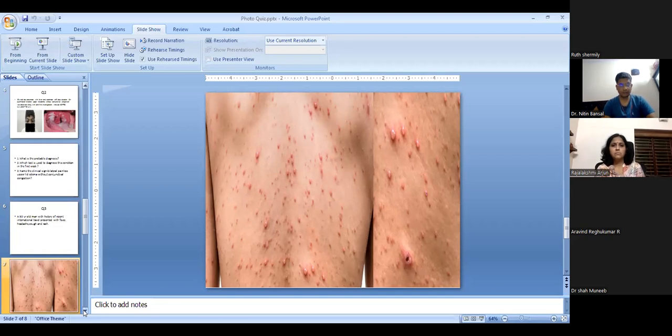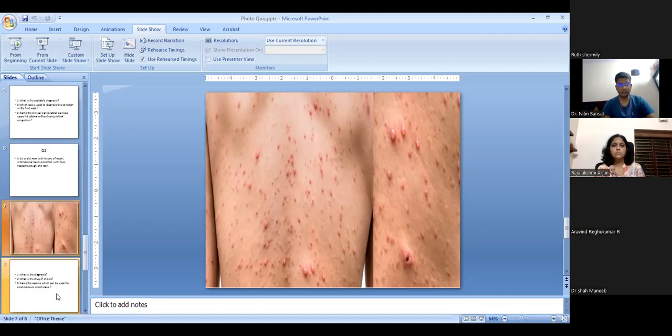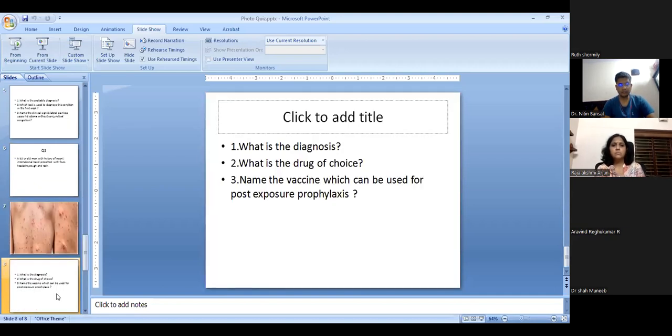Usually in monkeypox, all the lesions will evolve together. So you will have the macular lesions, and all of them will progress to papules at the same time, to vesicles at the same time, pustules at the same time, and will crust at the same time also. So this is chickenpox. The drug of choice is acyclovir or valacyclovir, and the vaccine which can be used for post-exposure prophylaxis is the varicella zoster vaccine.